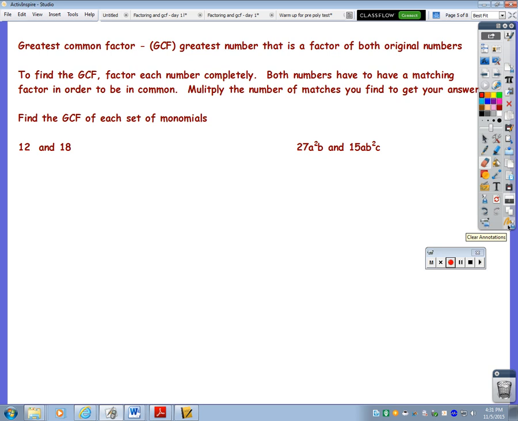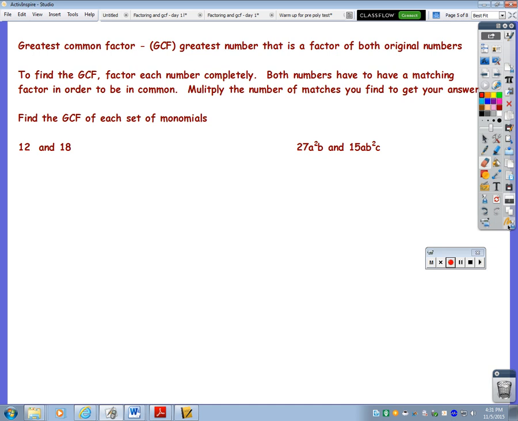Alright, so now we're going to do greatest common factor. The greatest common factor is the greatest number that is a factor of both original numbers. To find the GCF, you factor each number completely. Both numbers have to have a matching factor in order to be in common. Multiply the matches you find to get your answer.